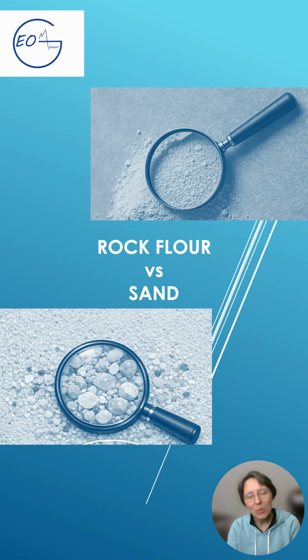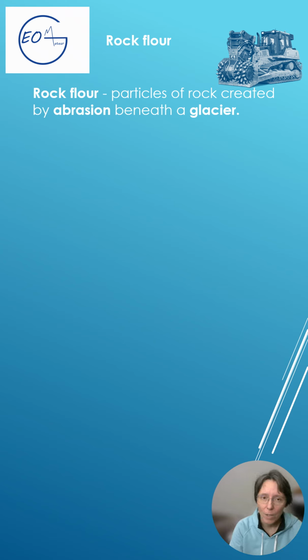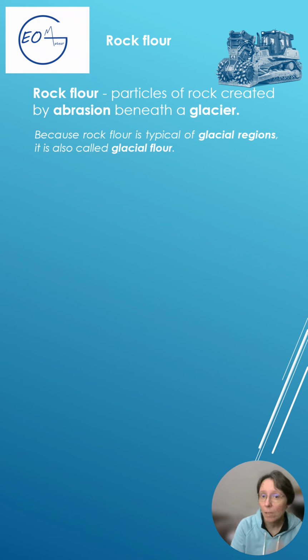Hello. Today I would like to show you how grains of different sizes can change the color of a water body, using rock flour and sand as examples. Rock flour refers to fine particles of rock produced by abrasion beneath a glacier. A glacier works like a bulldozer and rock grinder in one. Because rock flour is typical of glacial regions, it's also called glacial flour.